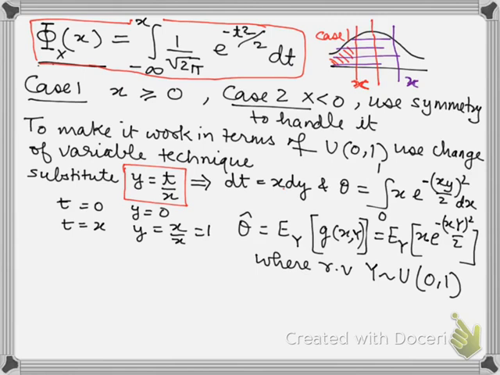So now our theta, if you think of this integral that you're evaluating as your target parameter theta that you want to evaluate using Monte Carlo simulations. So our theta is, when we use this substitution, x e to the power negative (xy) whole square over 2 dx, because what you did is you replaced dt with x dy.